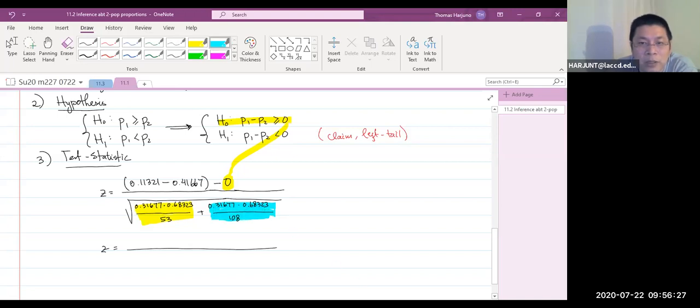The second part will be this. Plus, you see, we're still under the square root though. The line is long. You see the line as the roof is up to here. I wonder if you can see it. And then 0.31677 times 0.68323 over 108. That's quite a big negative number, negative 3.88940.